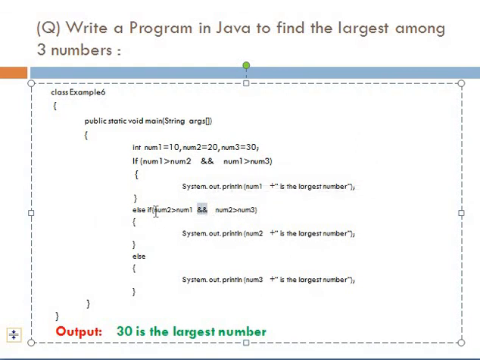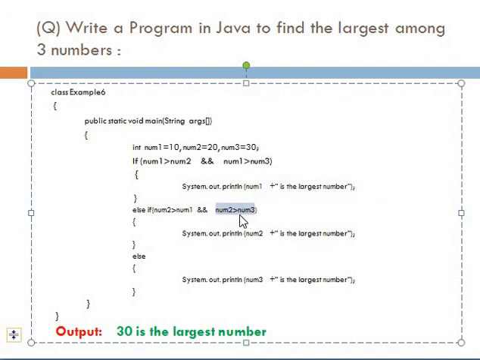So as of now, remember that this relational expression holds true. So true AND, what is the result of this relational expression? We are going to find it out now. This relational expression says num2 greater than num3. Now what's the value of num2? It's 20, and the value of num3 is 30. Now is 20 greater than 30? No, 20 is not greater than 30, so this relational expression holds false.